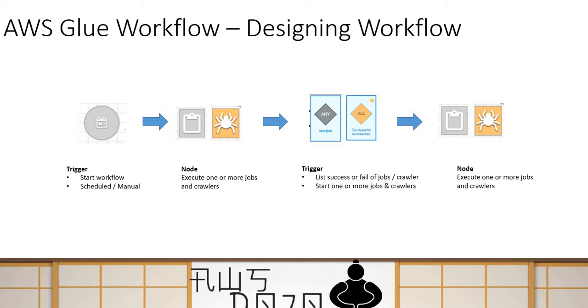Now, once you have run the job, you might end your workflow there, saying, hey, I ran these four jobs and I'm done. Or you might say, no, I want to run some more crawlers or jobs in the workflow. In that case, you introduce a trigger again.